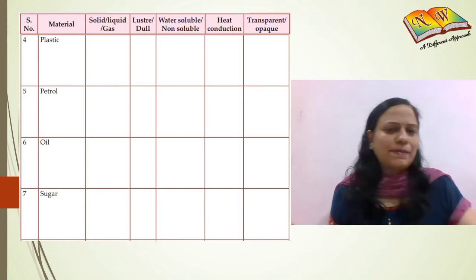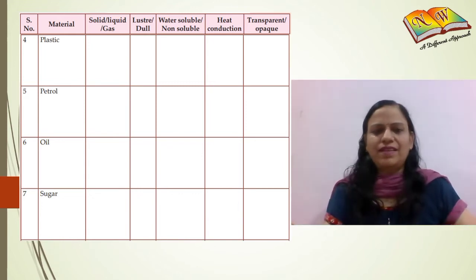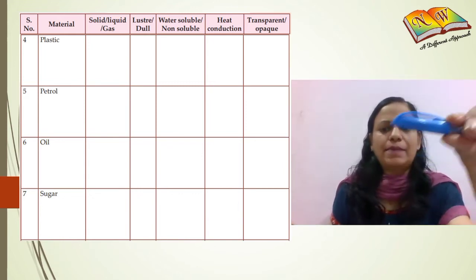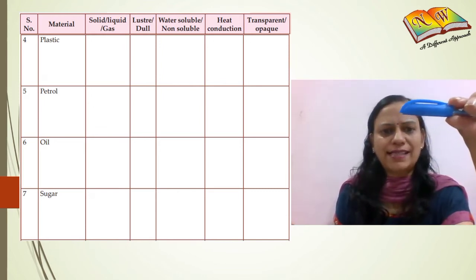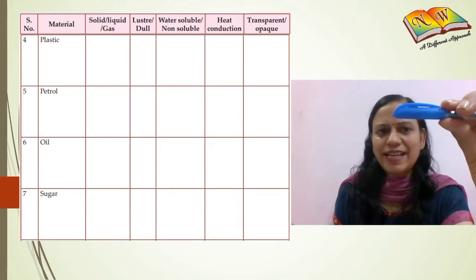Now a few more substances. This is a plastic pen in my hand. So I have a pen made of plastic. So solid, liquid, or gas? Now come on, you can do it very easily yourself.